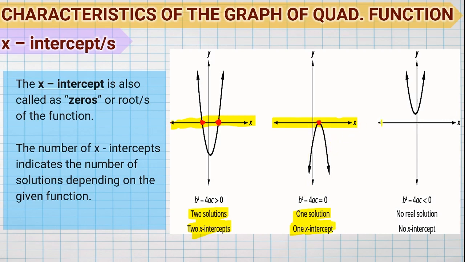And there will also be a case na hindi tatama yung ating parabola or yung graph natin sa x-axis. That means you will not be having any x-intercept. Ito yung mga case na pag nagsosolve tayo nung quadratic equation na ang sagot natin is no real solution. So, yan yun. Pero, pagdating naman sa y-intercept, it will always have a y-intercept at isa lang yon.